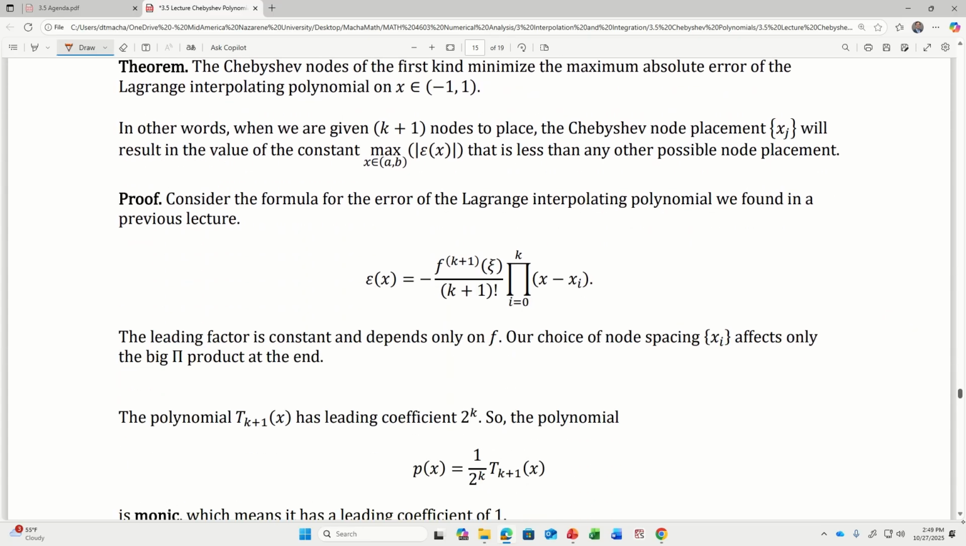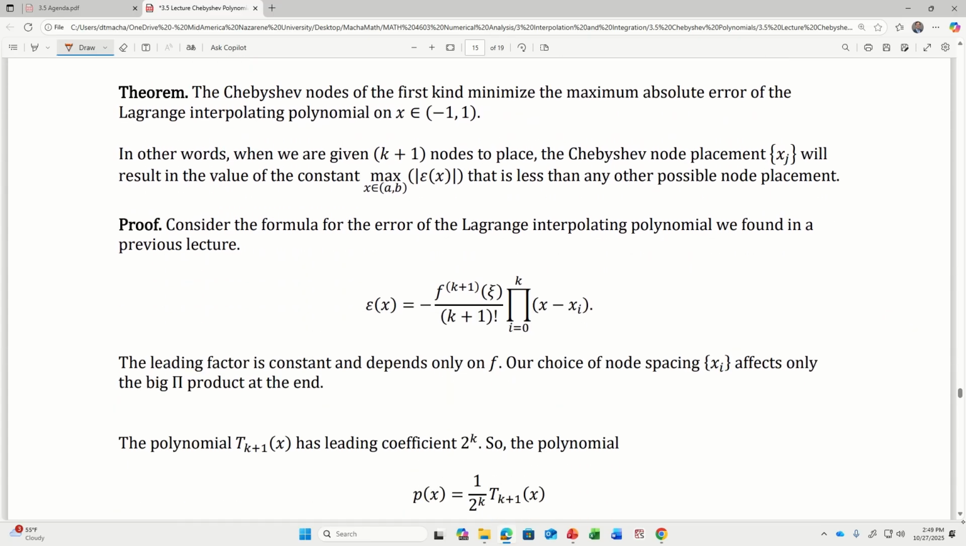Okay. Finally, we're at the point where we can prove what we set out trying to prove. What we wanted to prove, remember, was that these Chebyshev nodes of the first kind were going to minimize Runge's phenomenon. We wanted to minimize the big crazy spikes that we get at the edge of the intervals when we use evenly spaced nodes.